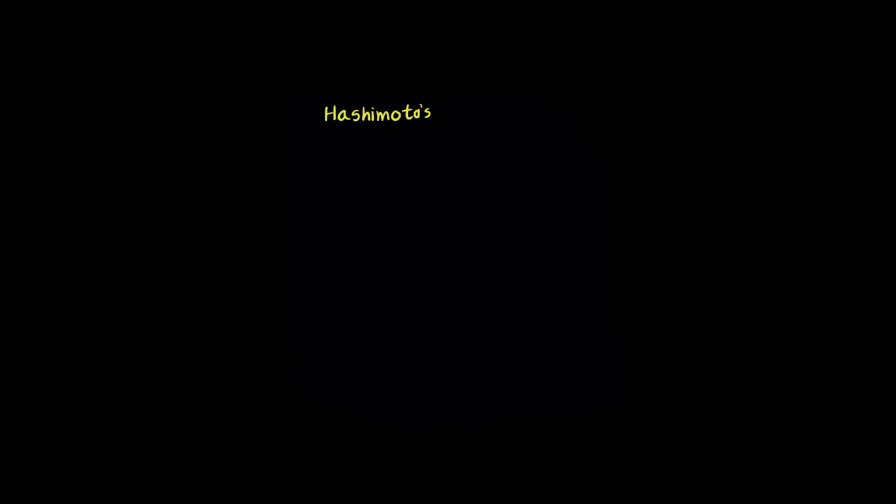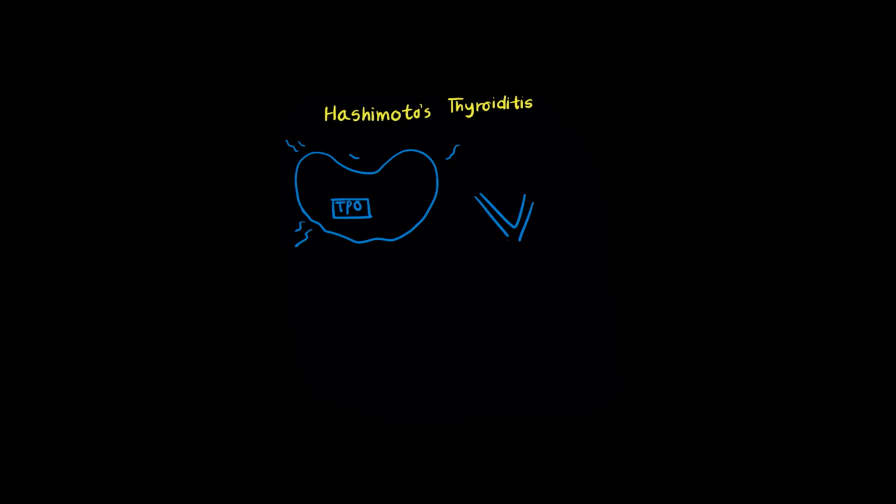Hashimoto's thyroiditis diagnosis relies on specific antibody patterns. This autoimmune condition involves immune attack on the thyroid gland. The thyroid peroxidase enzyme is crucial for thyroid hormone synthesis. In Hashimoto's, the immune system produces antibodies against this enzyme, TPO antibodies. These antibodies bind to thyroid peroxidase, disrupting hormone production and triggering inflammation.